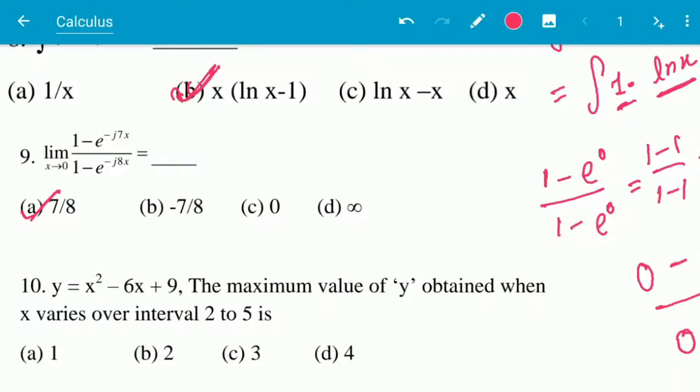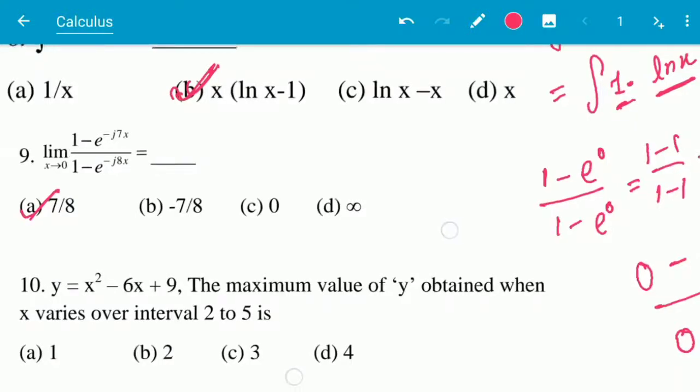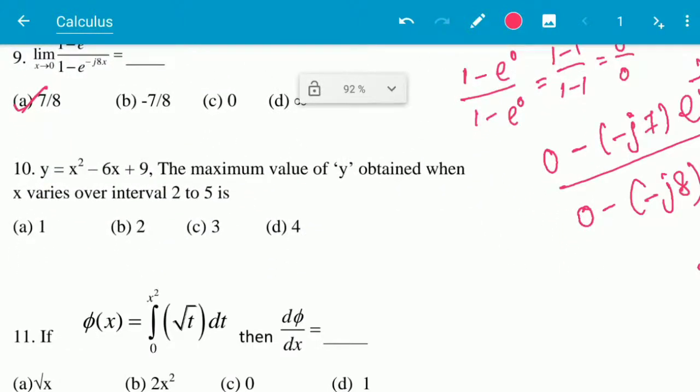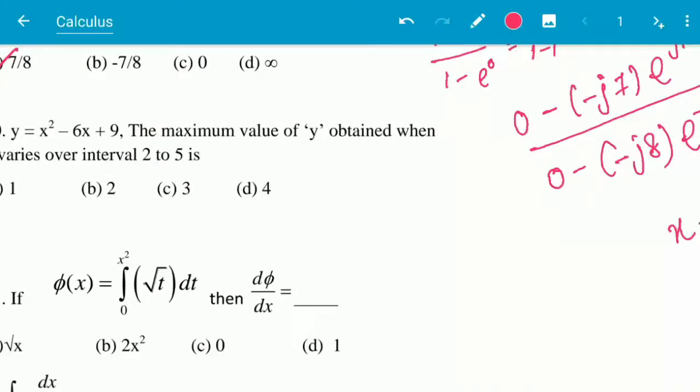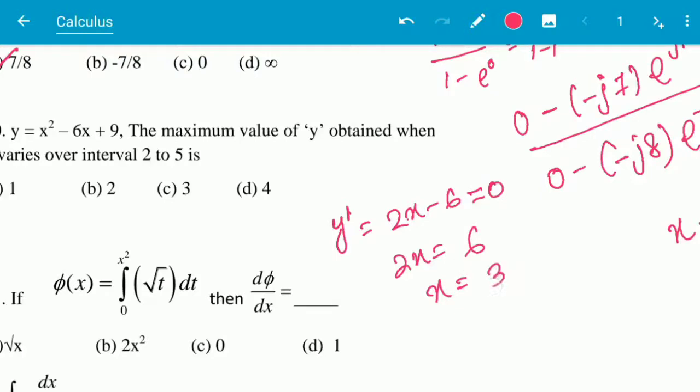Next question, question number 10. y is equal to x square minus 6x plus 9. Find the maximum value of y obtained when x varies over the interval 2 to 5. So we first take the derivative: y dash is equal to 2x minus 6, which is equal to 0, so 2x is equal to 6, x is equal to 3. So 3 is a point where a maximum or minimum can occur. So we have to find out whether it is a maximum or minimum point.